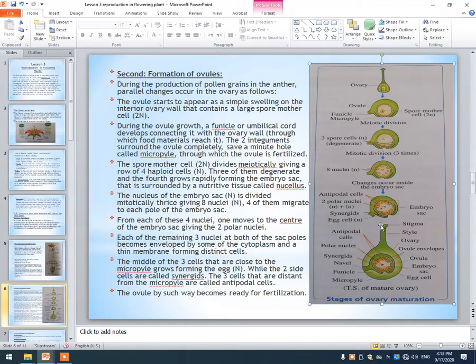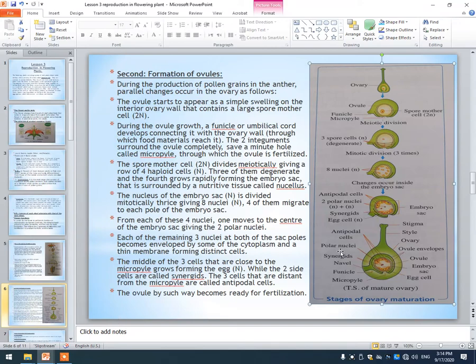Each of the remaining 3 nuclei at both of the sac poles becomes enveloped by some of the cytoplasm and cell membrane, forming distinct cells. The middle of the 3 cells that are close to the micropyle grows, forming the egg, while the 2 sides are called synergids. The 3 cells distant from the micropyle are called antipodal cells. The ovule is now ready for fertilization.